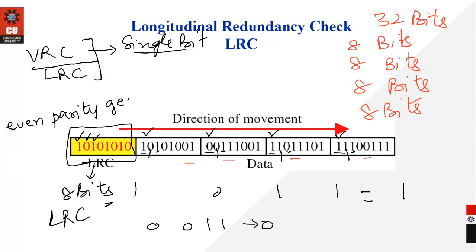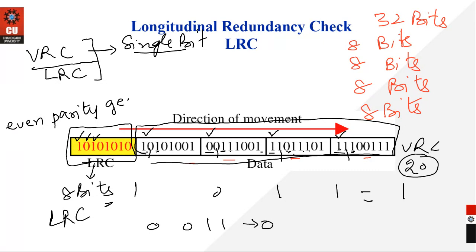कि अगर मैं इसी same data को VRC generate करना था तो मैंने क्या करना था बताओ? I will check out the total number of ones in it. Like इसमें बनेंगे 1, 2, 3, 4, 5, 6, 7, 8, 9, 10, 11, 12, 13, 14, 15, 16, 17, 18, 19, 20. So total number of ones are 20. So VRC in this case will be what? 0. Single bit of this. But the LRC is 8 bits of data.